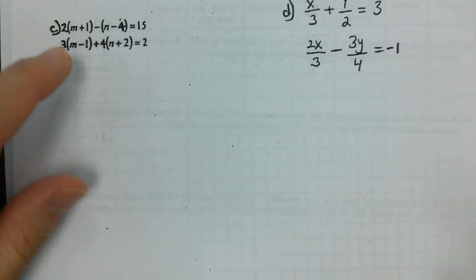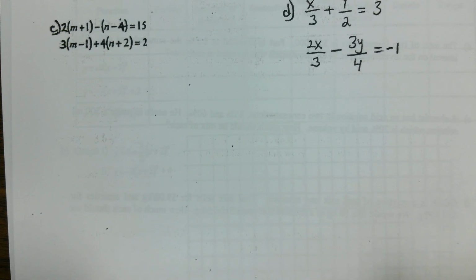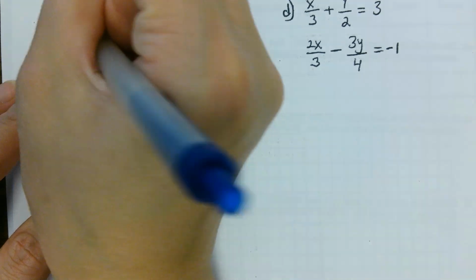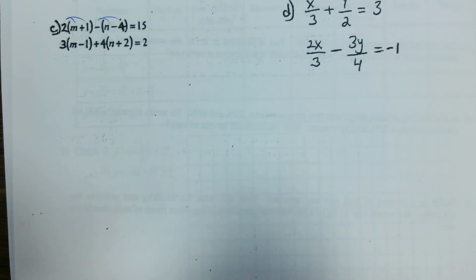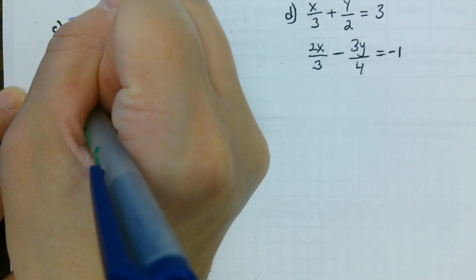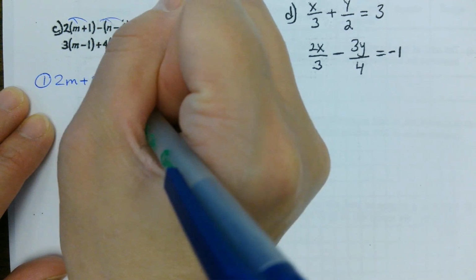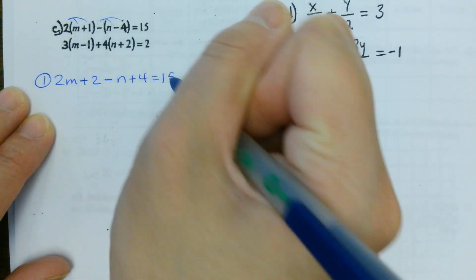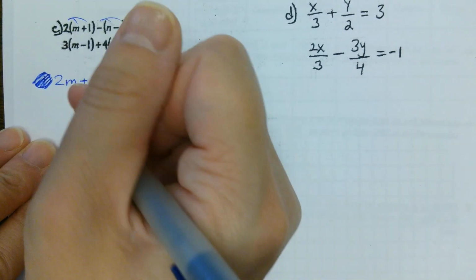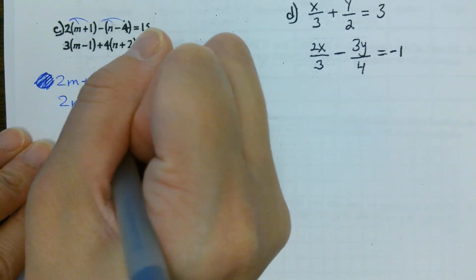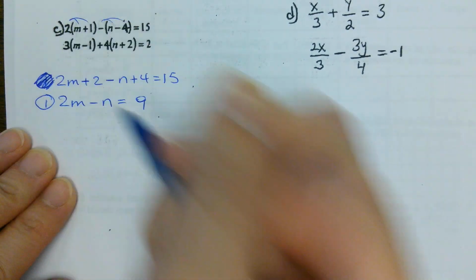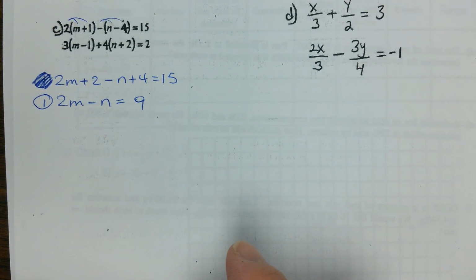Okay, and this one right here, this one is a little tricky, but what you had to do was expand it out first and then collect the like terms to get the equations. So for the first equation, if you expand it out, you'll get 2m plus 2 minus n plus 4 equals 15. So then you could rearrange it and simplify it to 2m minus n. This would be 6, so when you move it over, equals 9. All right, so this is your first equation after simplifying everything.